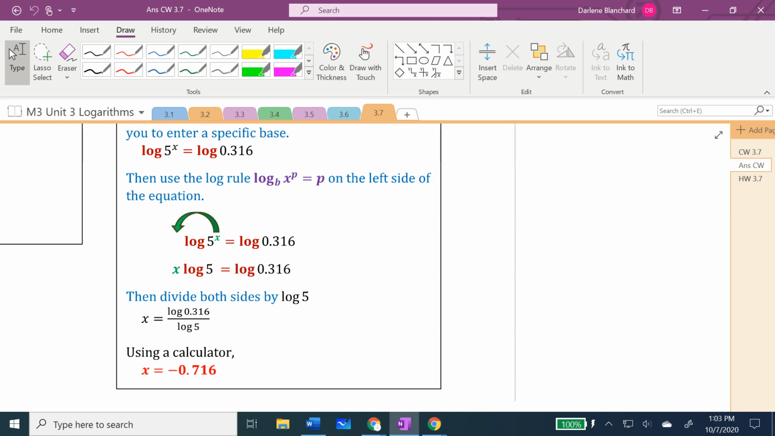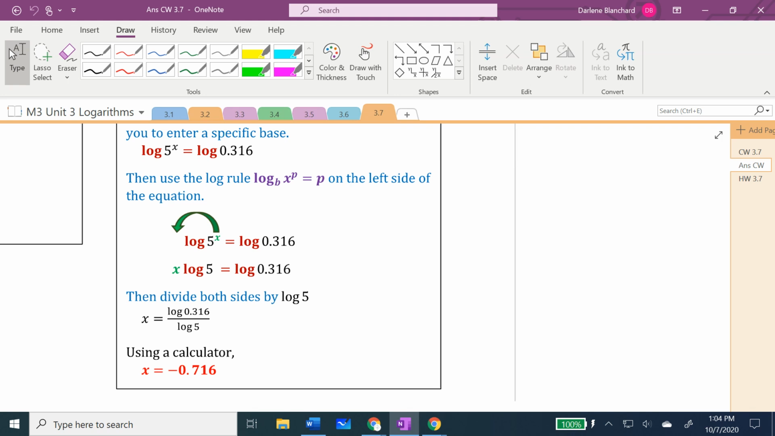So log 5, hold on. The first two numbers of log 5. So log 5 is 0.69897, and that's more than enough. So eventually you should be able to get negative 0.716, but everyone's calculator is a little bit different.